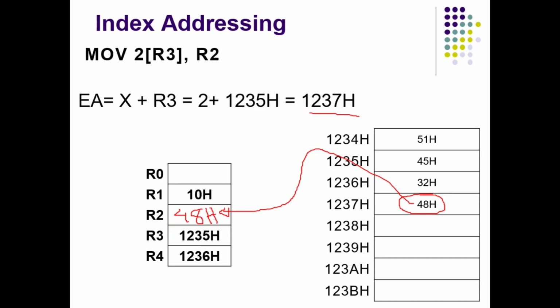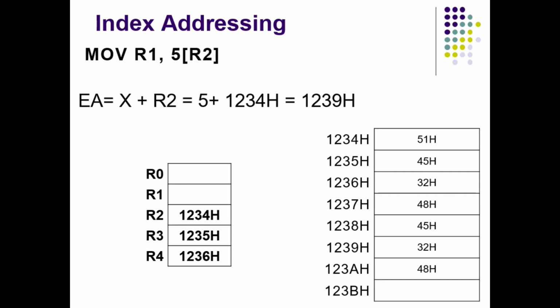So R2 value finally will be 48H after executing this instruction. This is one more example for index addressing mode where I have used index addressing mode in the destination operand. My source operand is R1. I want to move content of R1 to a particular memory location which I have referred using index addressing mode.